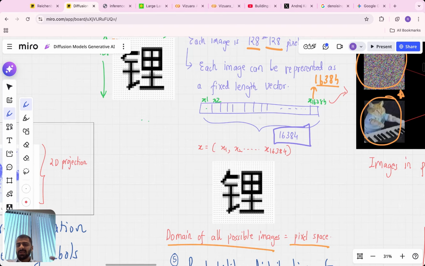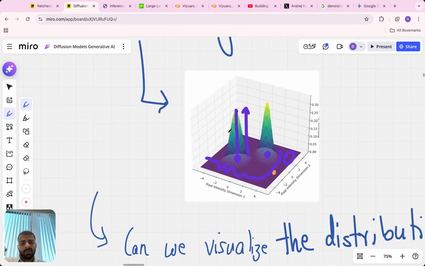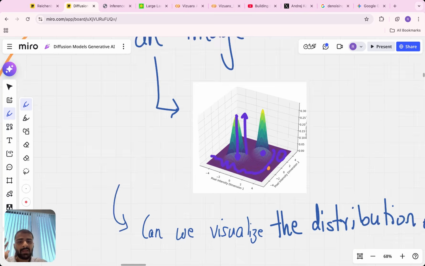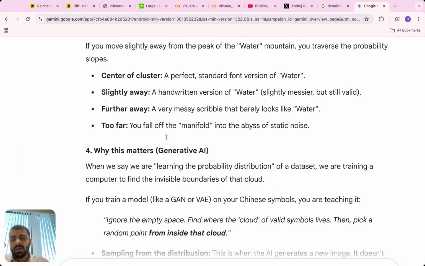You take an image data set like, let's say, Chinese symbols, and you collect all these points together and see the manifold or shape which it forms. That's the probability distribution. It's a very small part of a huge empty space because the rest is noise, right? And visualized in two dimensions, a probability distribution might look something like this. So at points where the vertical magnitude is the highest, you are most likely to find the Chinese symbols. Okay, that's the probability distribution of an image data set.